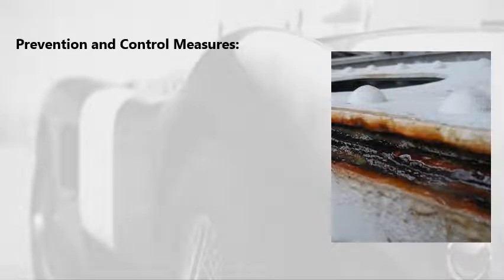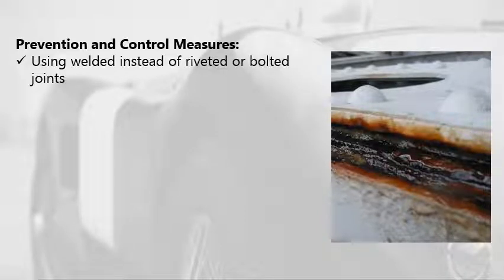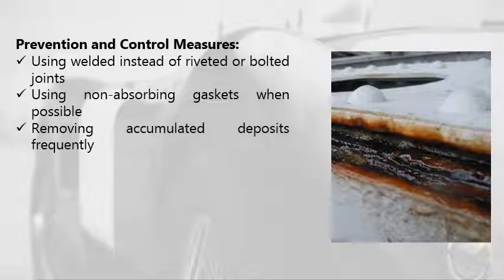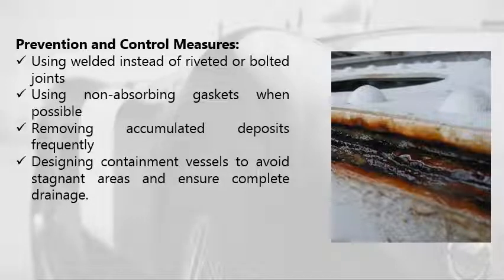Crevice corrosion may be prevented by using welded instead of riveted or bolted joints, using non-absorbing gaskets when possible, frequently removing accumulated deposits, and designing containment vessels to avoid stagnant areas and ensure complete drainage. In this way, we can prevent or control the occurrence of this kind of corrosion.